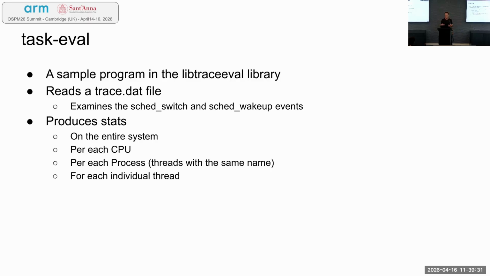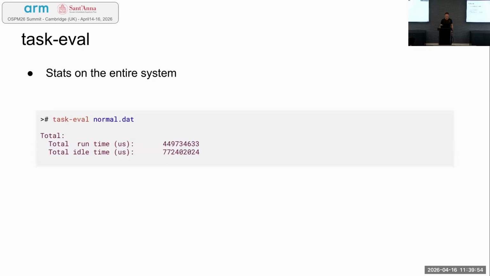So then at the end, it produces statistics on the information it gets from the entire system for each CPU, for each process. Now, I say each process, and that's kind of a lie. If you have two tasks, two processes with the same name, it'll just say, oh, that's a single process. So everything with the same name will be grouped together. And then each individual thread.